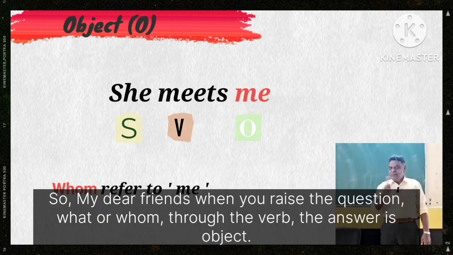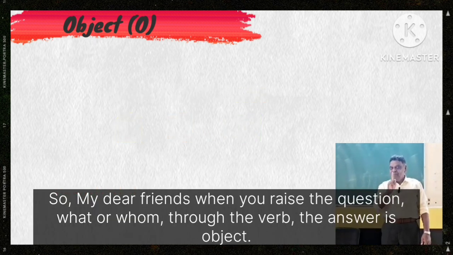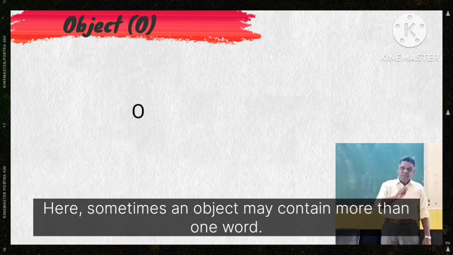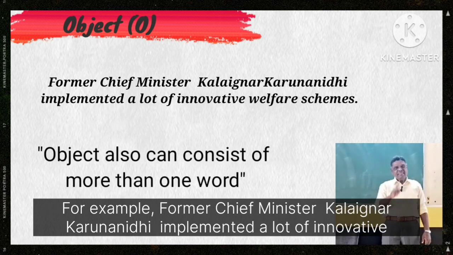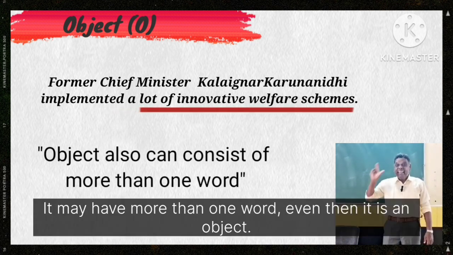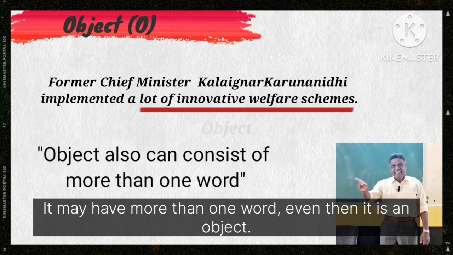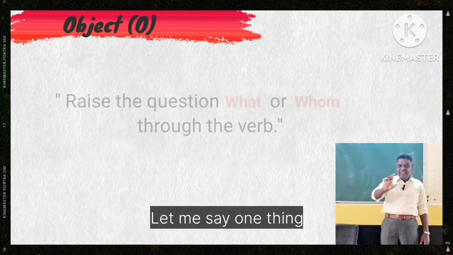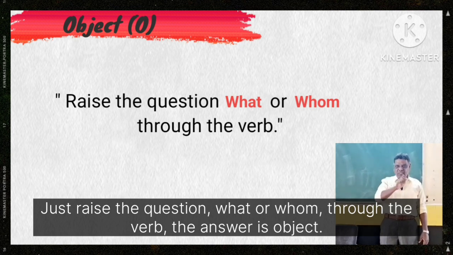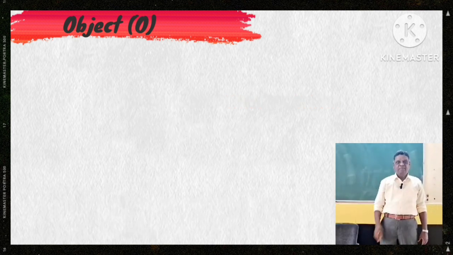It is object. So my dear friends, when you raise the question what or whom through the verb, the answer is object. Here sometimes an object may contain more than one word. For example, former Chief Minister Kalaignar Karunanidhi implemented a lot of innovative welfare schemes. A lot of innovative welfare schemes may have more than one word, even then it is an object. So, to recognize object, let me say once again, just raise the question what, whom, through the verb, the answer is object.